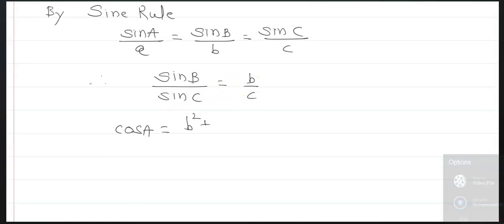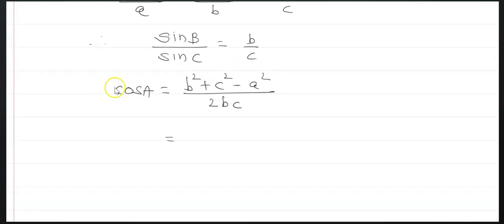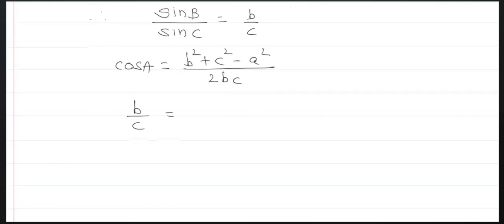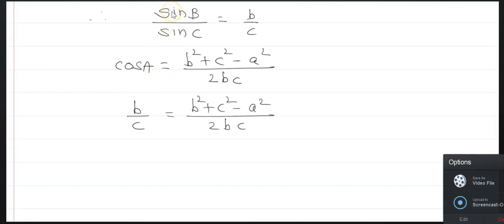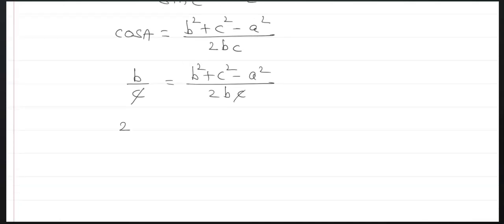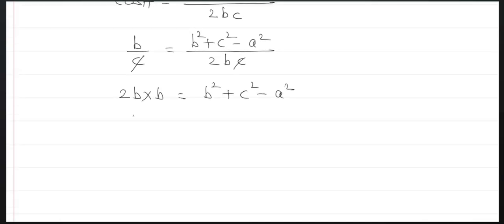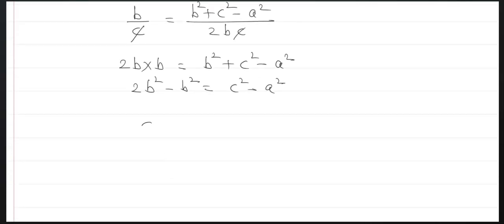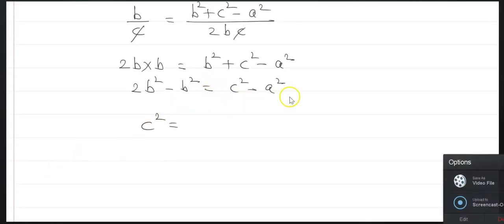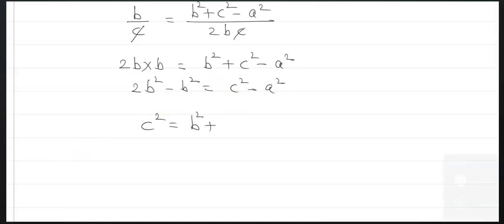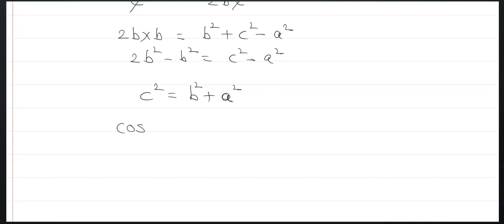And that is equal to cos A is equal to b square plus c square minus a square upon 2bc. So substitute the value. The value of sin B upon sin C is b upon c, and cos A is equal to b square plus c square minus a square upon 2bc. And therefore, after cancellation, 2b square is equal to b square plus c square minus a square. That is, 2b square minus a square is equal to c square minus a square. And c square is equal to b square plus a square.